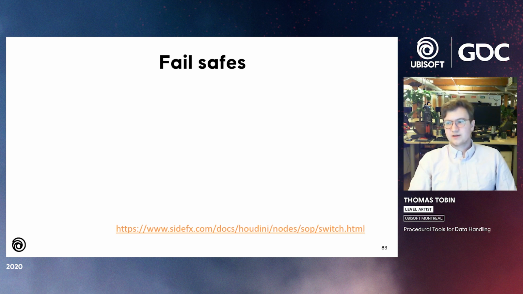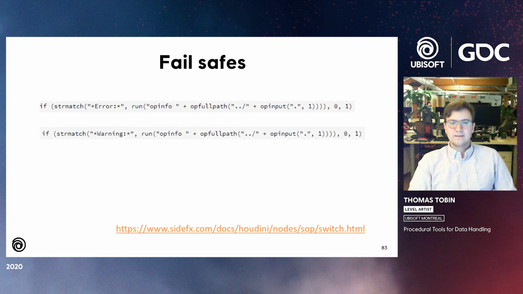The final step was failsafes. Using the switch node, and if you go to the actual documentation, you'll find these two lines here, which are error and warning. If the switch determines that the path has an error or warning, go this specific direction. And this allowed me to ensure that the tool never would fail.